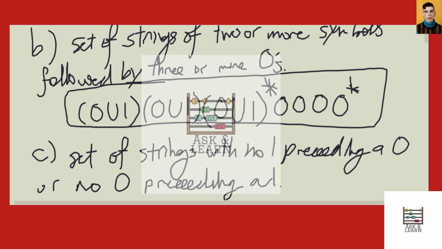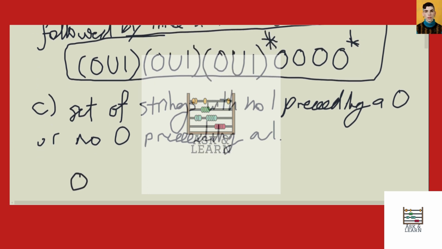These are strings with 0 or more zeros followed by 0 or more 1s. And of course, all strings with 0 or more zeros can be represented as 0 star, and all strings with 0 or more ones can be represented as 1 star. And therefore, all strings with 0 or more zeros followed by 0 or more ones is 0 star 1 star.